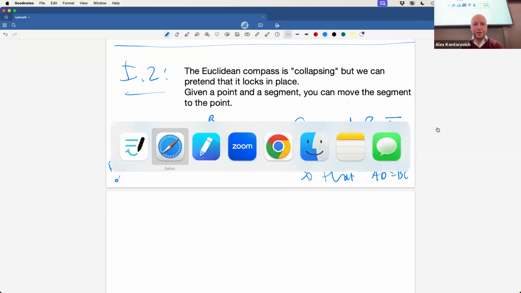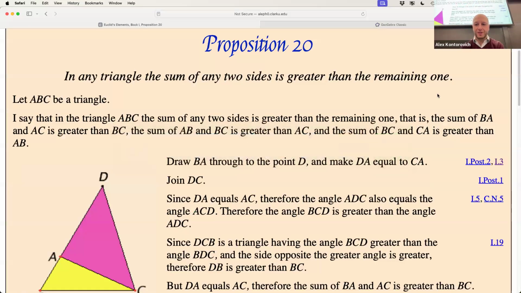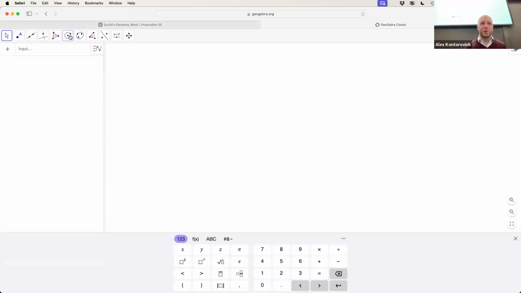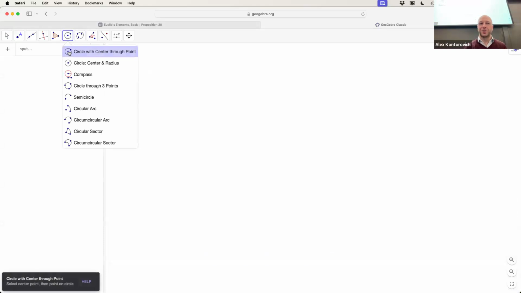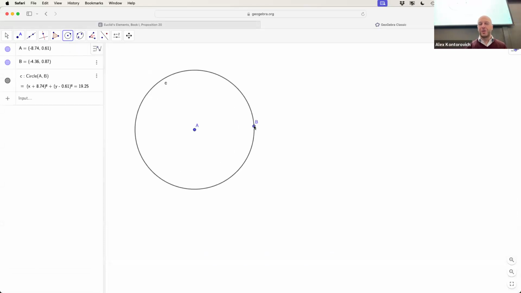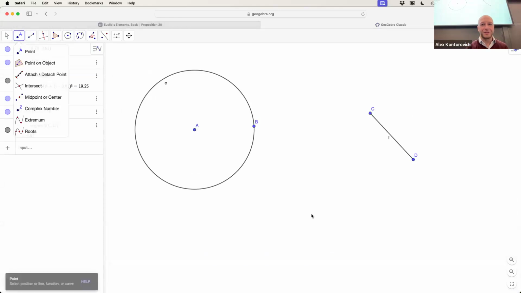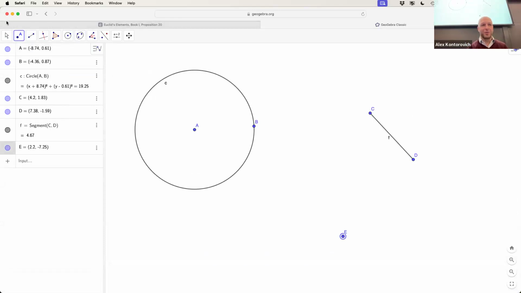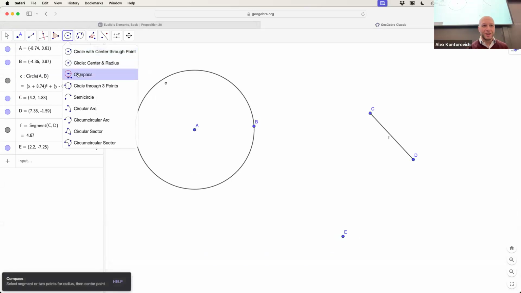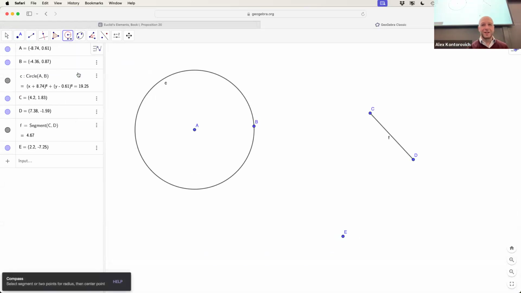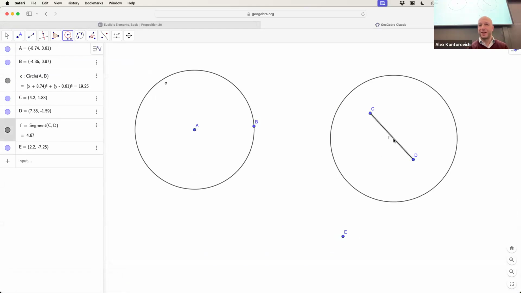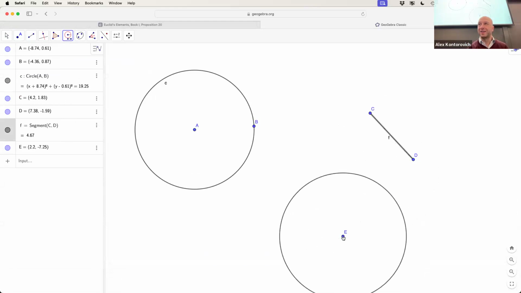Well, let me show you. Where's GeoGebra? You see, they have two tools for circles. One circle is a circle with a center and a point. You give me a center, you give me a point. That's literally what a compass does. They have another tool, which is that if I have a segment and I have a point, this is a tool that says I can choose a segment for the radius, and I can move that segment to E. That tool does not really exist.